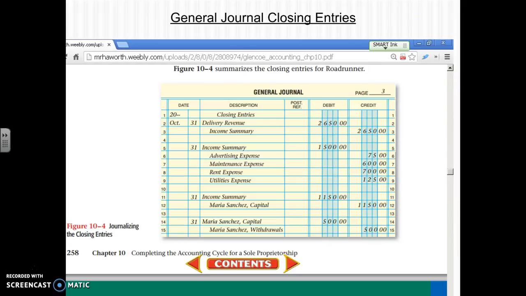So at the end of it, this is exactly what it's going to look like. We have closing entries, closing out the revenue, closing out the expenses, closing out income summary, and then closing out withdrawals. Ray eats in darkness. Ray stands for revenue, eats stands for expenses, in stands for income summary, darkness stands for withdrawals.